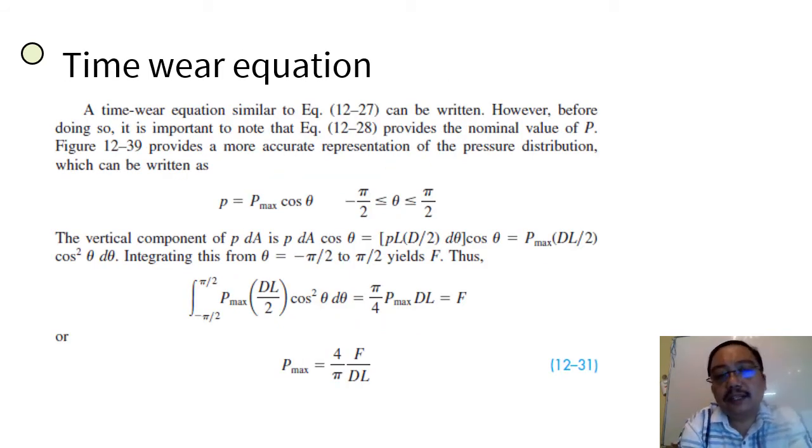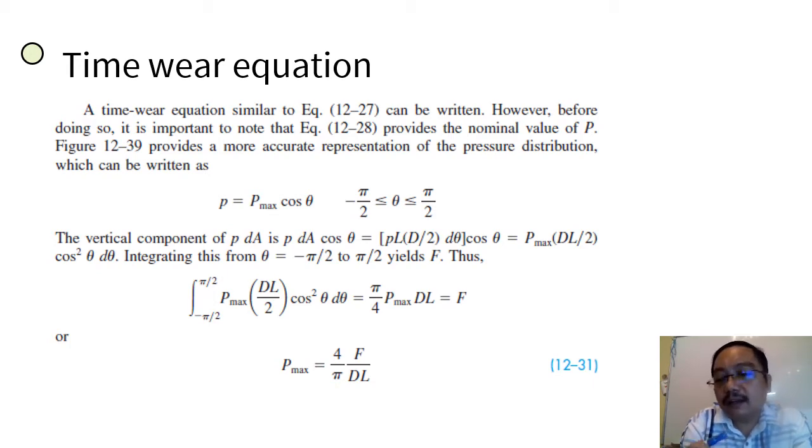A wear equation similar to equation 12-27 can be written. However, before doing so, it is important to note that equation 12-28 provides a nominal value of P. Figure 12-29 provides a more accurate representation of pressure distribution, which can be written as P equals P max cos theta, with theta over 2 in this range.